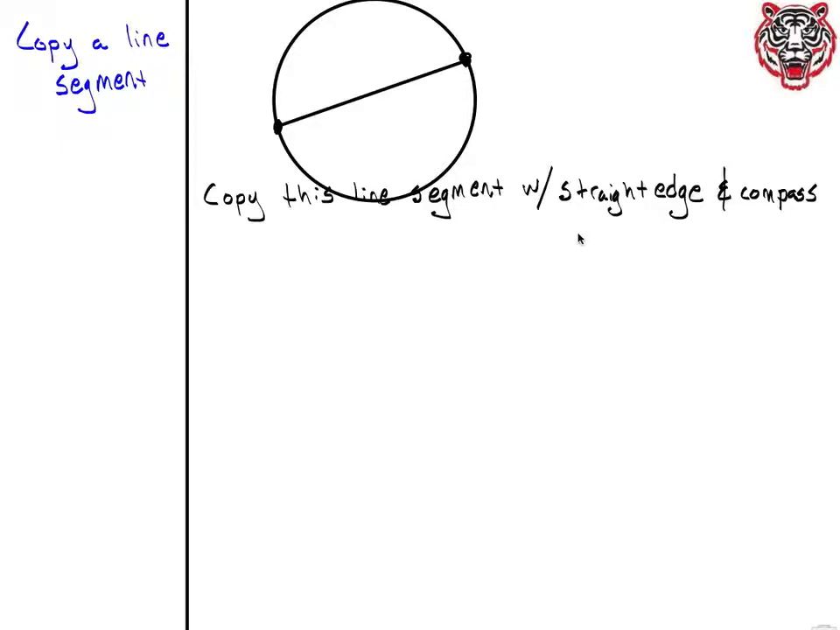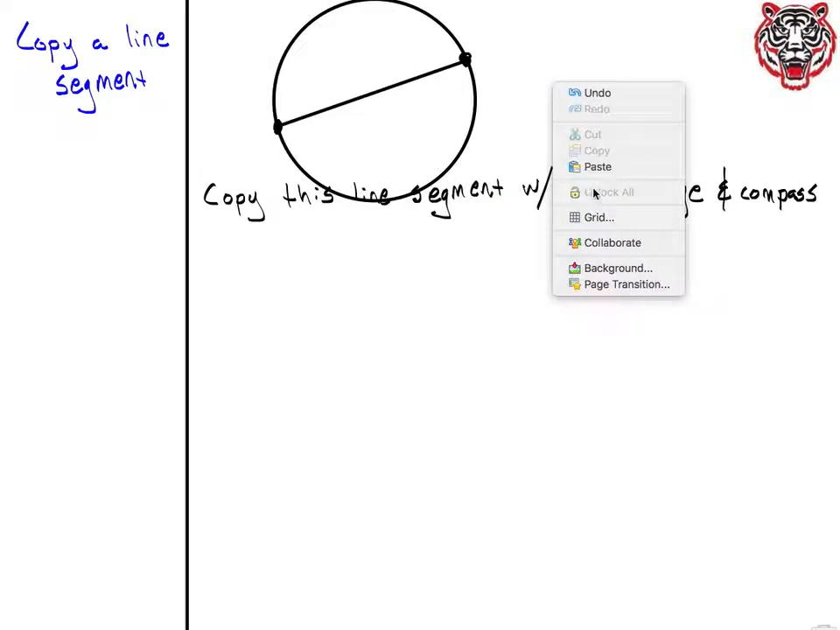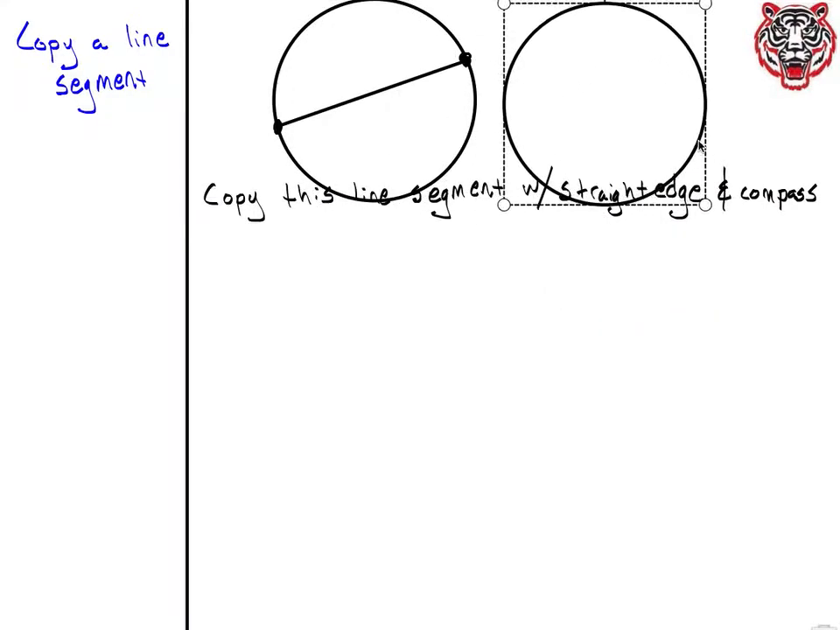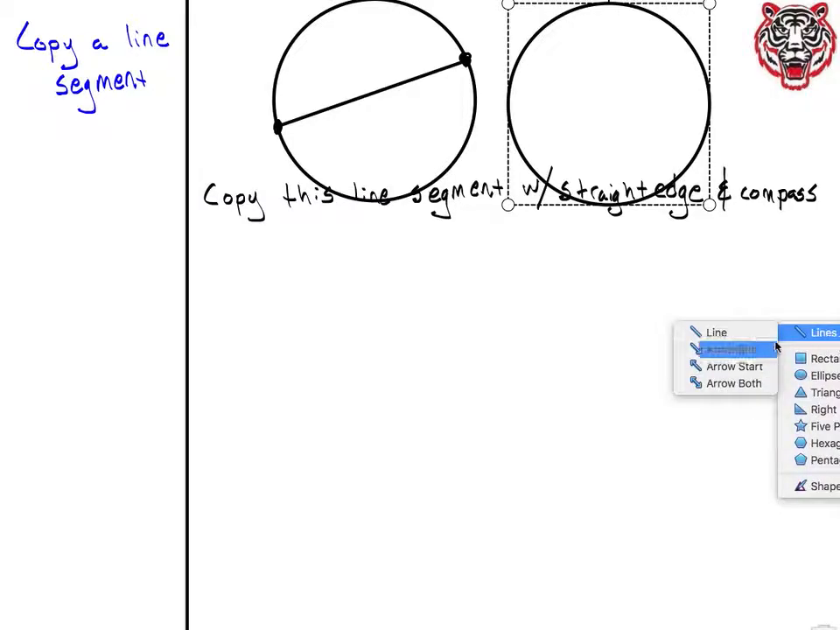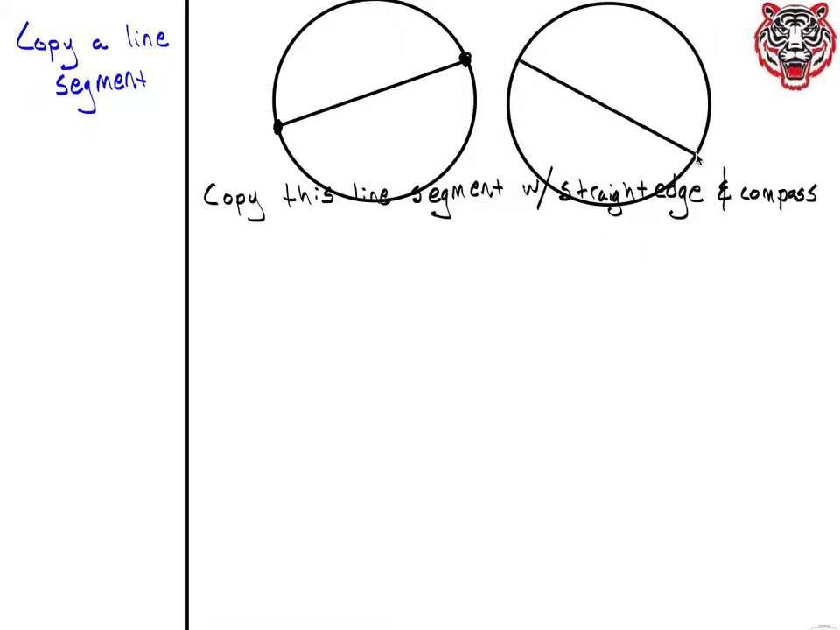So what you should do, if you haven't figured this out already, is you make your compass the exact length from your first point to your second point, and then basically just draw that same circle somewhere else. And then just draw a line through that circle. And that line could be coming down like this. Bam, we copied a line segment. Easy peasy. It's about to get a little bit more complex.